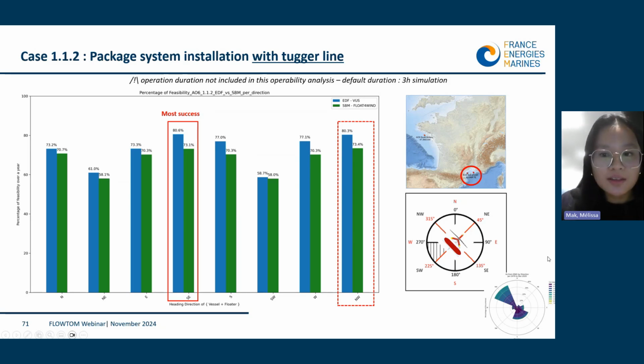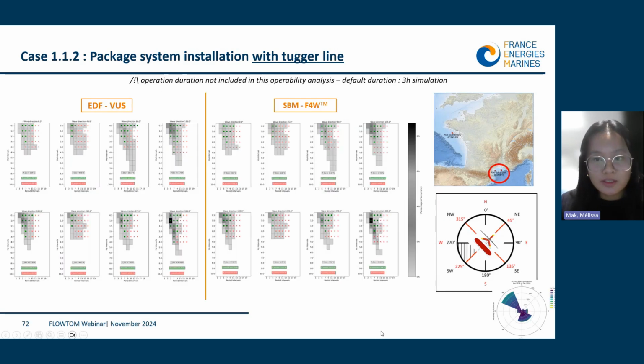So given this position, let's have a closer look at the scatter diagram for this position, and we will see how we have calculated the operability percentage. The operability percentage calculation cross-references the simulation result that we have done with the site's scatter diagram, and we have added up all the green dots percentage, which represent a success case.